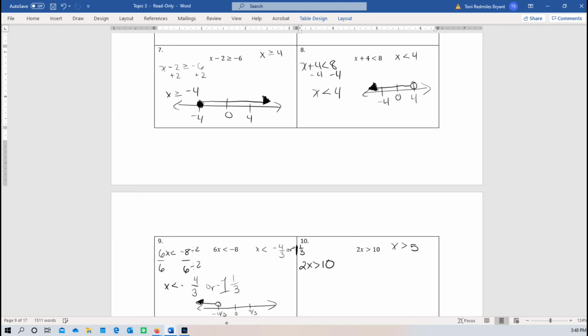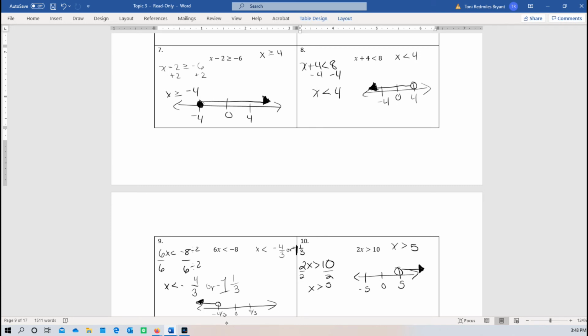All right, so to get x by itself, I've got to divide by 2. X is greater than 5. It's not equal to. If it's greater than 5, then it's 6, 7, 8, 9, 10. It has to go to the right. Those are the values that are greater.